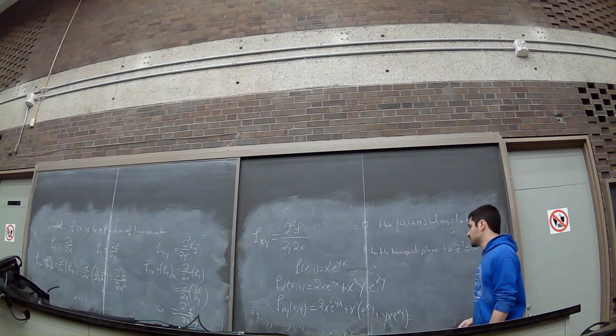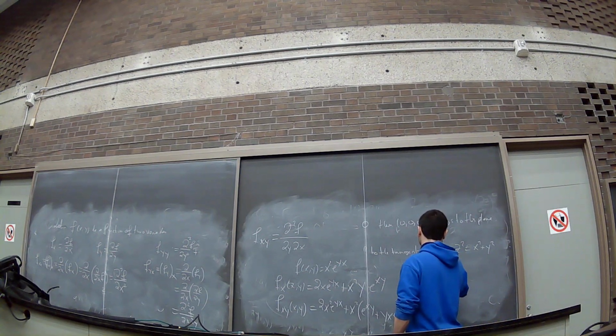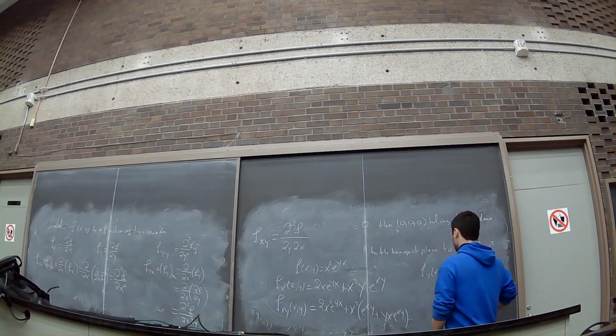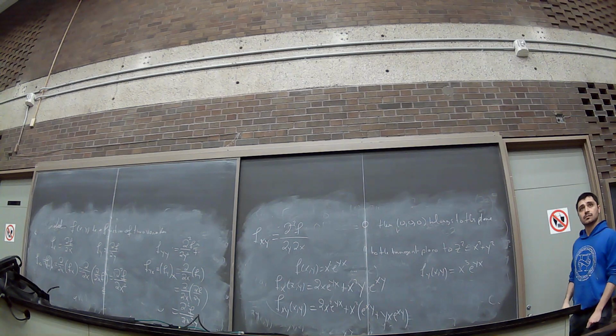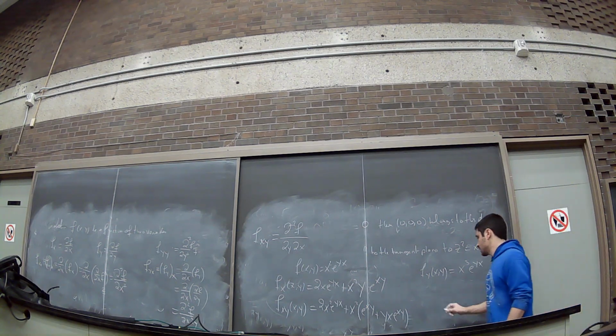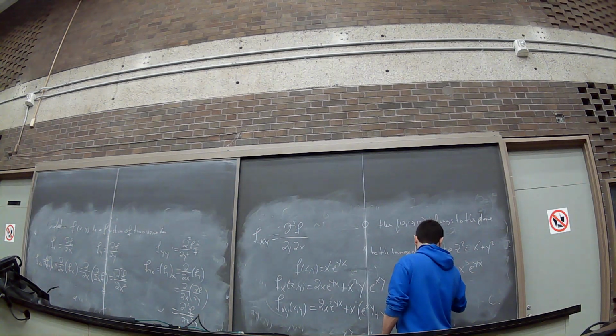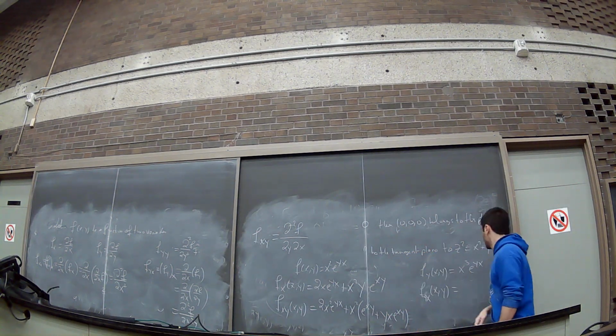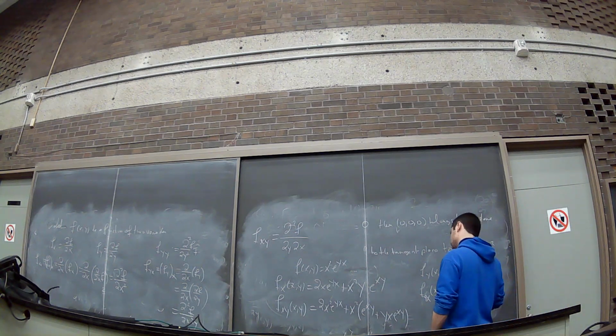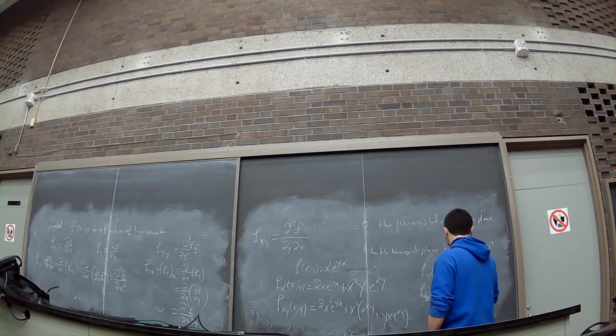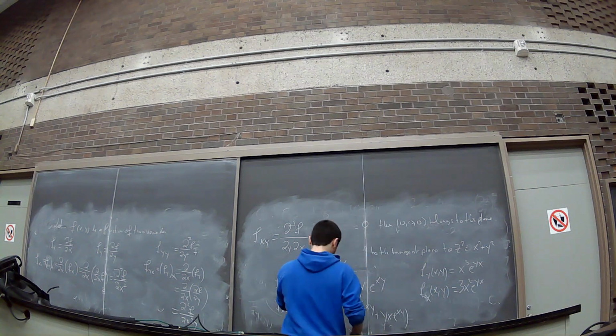Agreed? Now let's take f_yxy. F_yxy, what is it? Just x cubed e to the yx. Agreed? I differentiate with respect to y. Now let's differentiate this with respect to x. What do you get? You get 3x squared. Wait. So you get 3x squared. I made a mistake here? Yeah, I made a mistake. It's easy to find that I made a mistake.